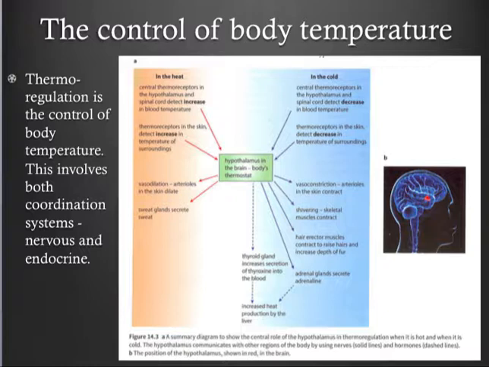And if the core temperature does decrease, or the temperature receptors in the skin detect a decrease in the temperature of the surroundings, the hypothalamus will send an impulse that activates the following physiological responses. So vasoconstriction, right? This is where the muscles in the walls of arterioles that supply blood to capillaries near the skin surface will contract. And this narrows the lumens of the arterioles and reduces the supply of blood to the capillaries so that less heat is lost from the blood.